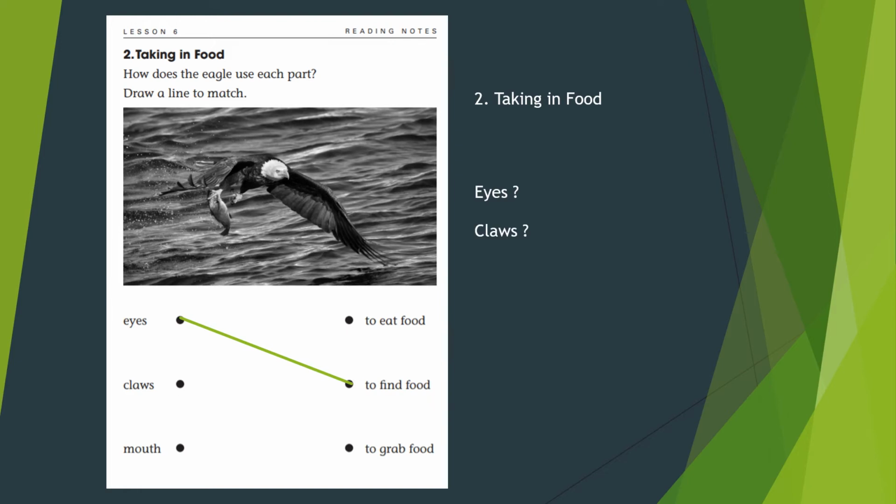Now let's do that next word, claws. Do they use their claws to eat food or to grab food? Look at the picture for a hint there. Yeah, their claws are like their hands. They're going to grab the food. Good job. And lastly, the mouth. What's left for the mouth? Yeah, they're going to eat their food. That's like us. We use our mouth to eat food.